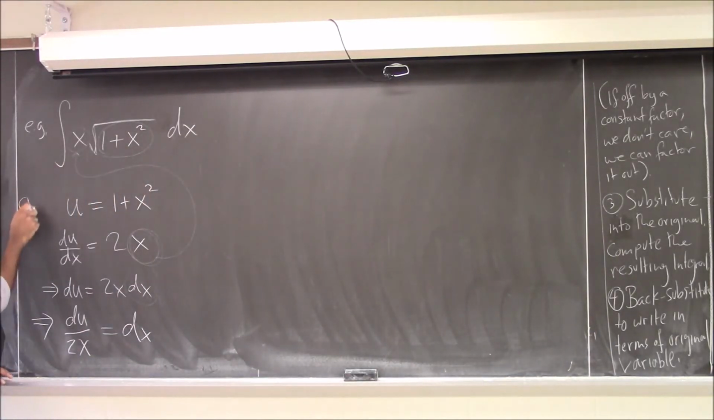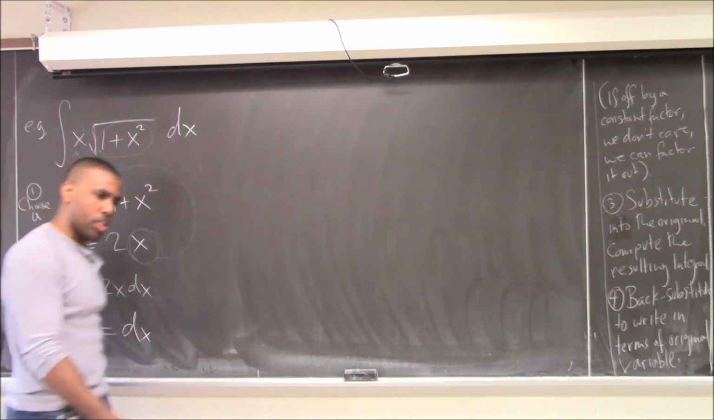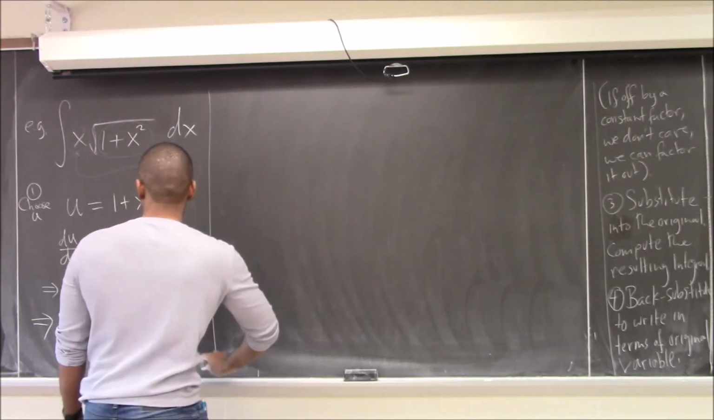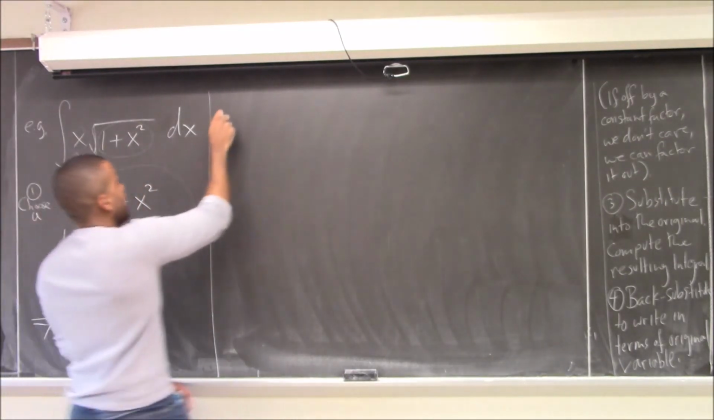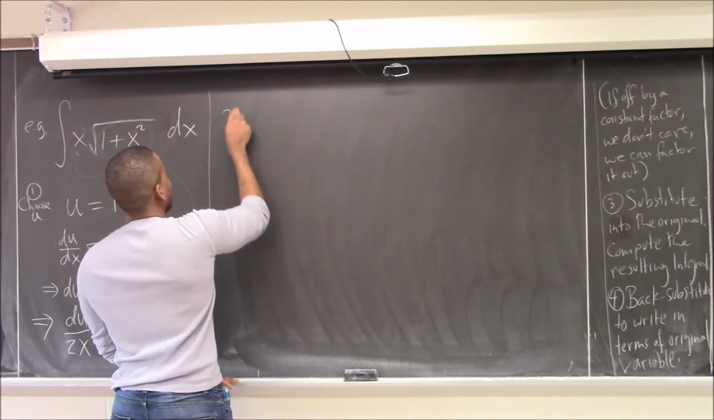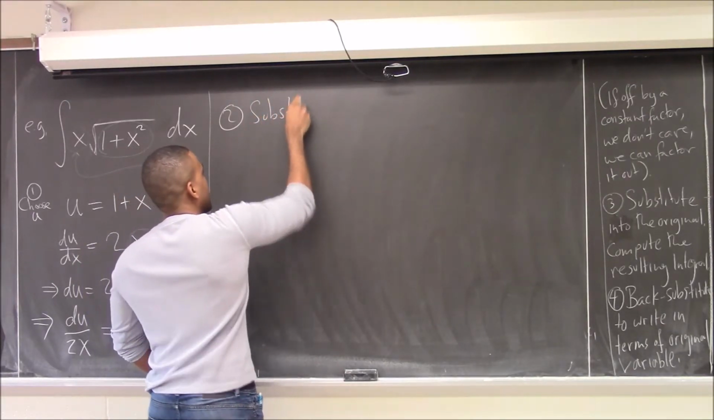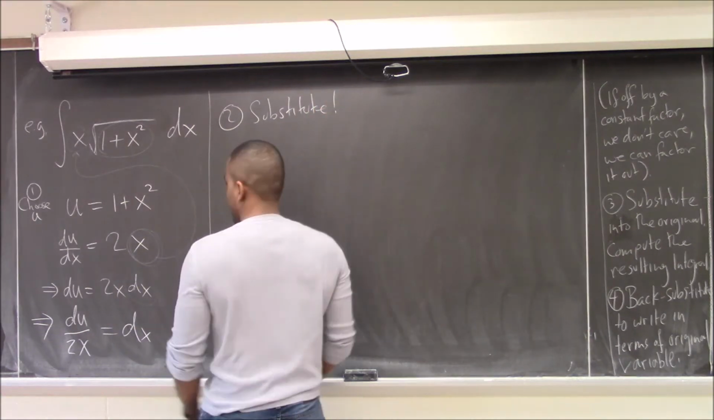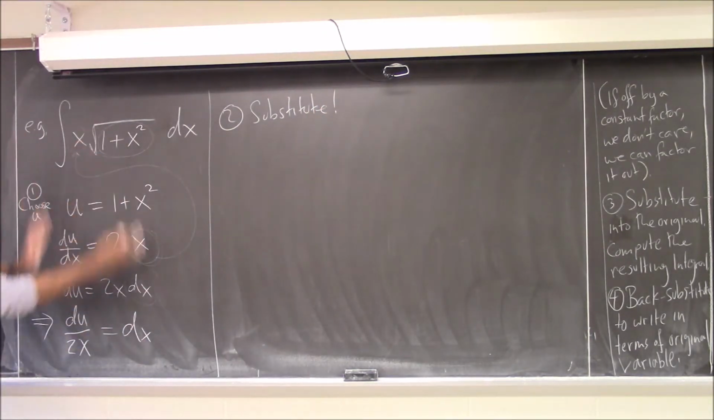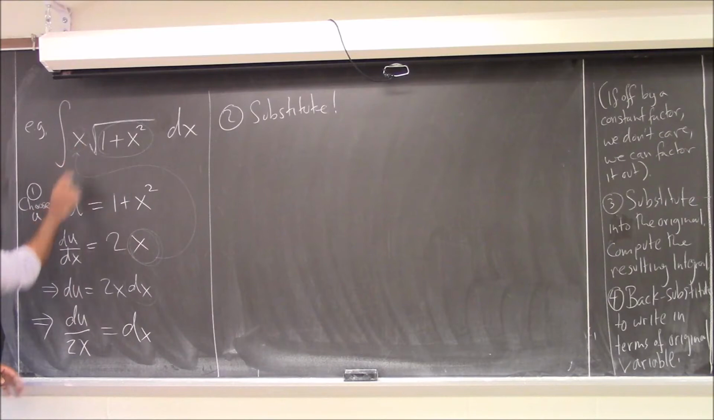So step one was choose u. Always choose u. Okay. The second step is to substitute. Alright, so you need to make sure that all the stipulations are fulfilled. The variable part is somewhere else in the function, that's good. Now you're going to swap everyone out.